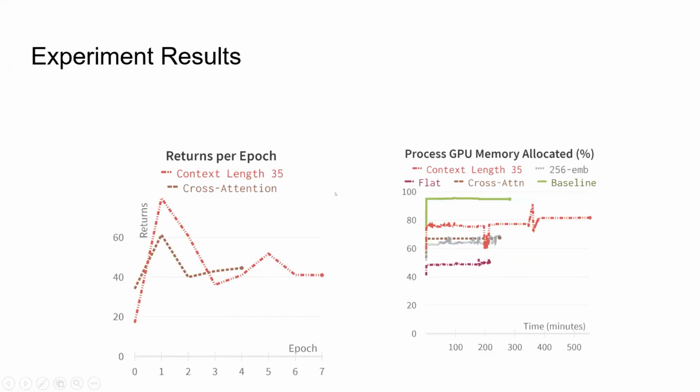Another interesting result was looking at that cross attention result again, where we got that score of 62. If we just extended the context length by 5, looking back at 5 more samples, that was able to explode upwards, and I'll show the numbers for that in a second.